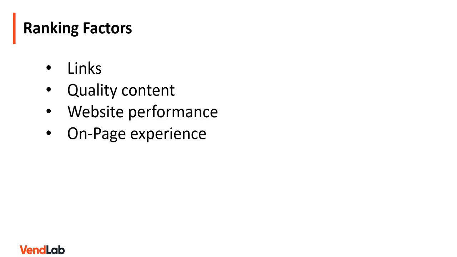Google's algorithm is complex and uses over 200 ranking factors as of 2023. While there are hundreds of ranking factors, the top 4 have stayed reasonably consistent. These are links to your website, on-page content, website performance, and on-page experience.